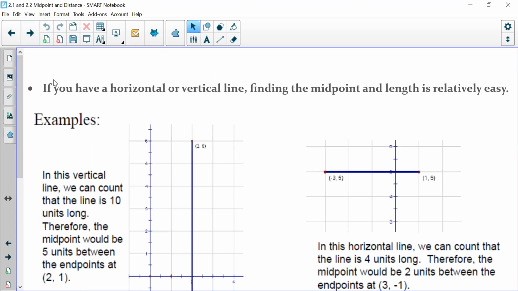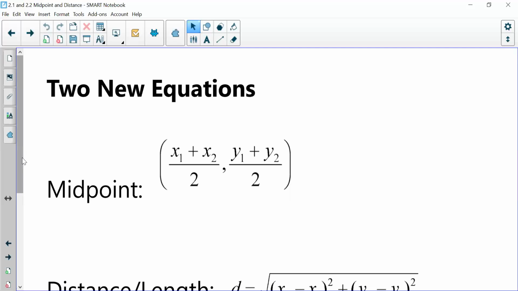If you have a horizontal or a vertical line, finding the midpoint and the length is very easy. You can just use a ruler, or you can literally count the grid lines and find the middle or find the length. But usually lines are not on a straight horizontal or vertical position. Usually they're on some kind of an angle. So today you're going to be working with two formulas.